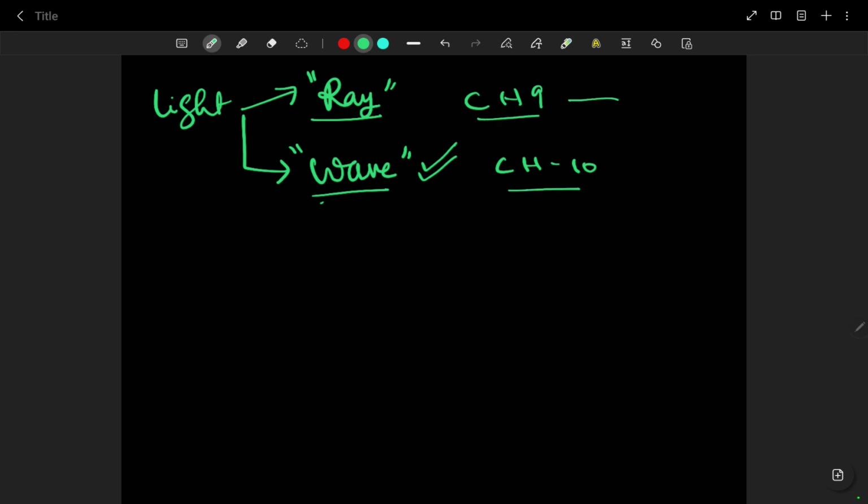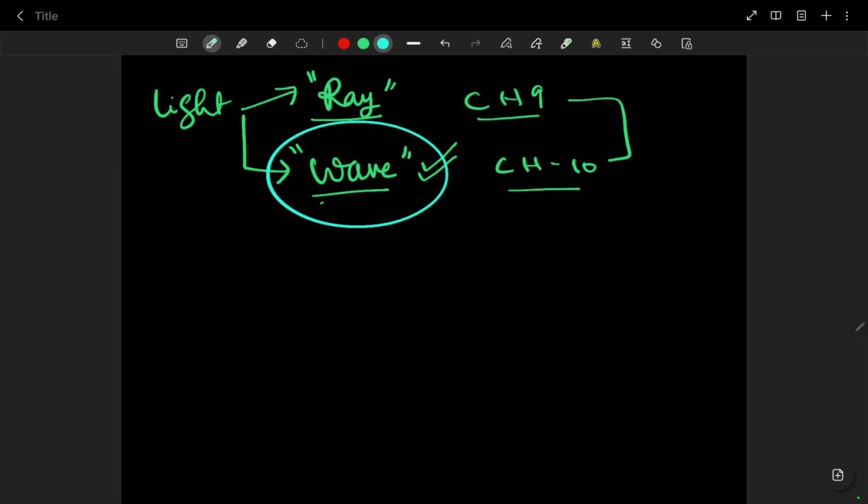So this is going to be dealt with in chapter 10, and that was in chapter 9. And then, when both of them come together, you will see in chapter 11 the dual nature. That is a different part which will come in the upcoming lectures. But for now, we are going to see the wave nature.